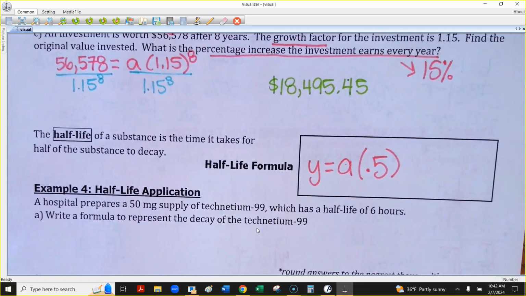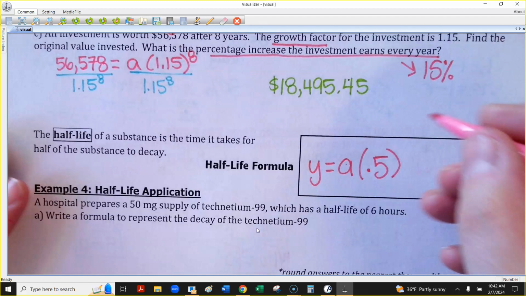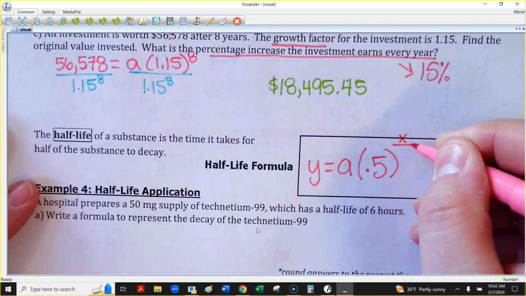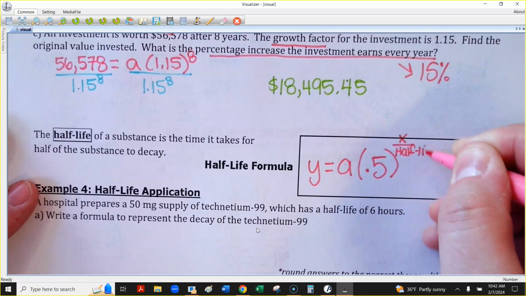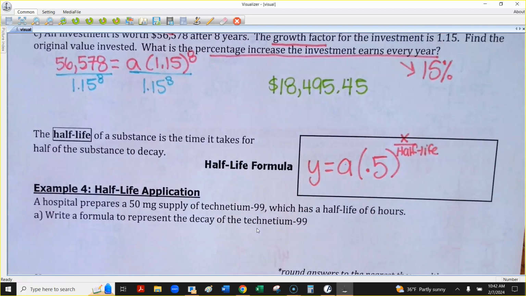Okay, now the other thing that's just slightly different is the exponent. So the exponent is a fraction. And it's not hard to do, but X would be the time over the half-life. And we're going to get into this. So it's just a little bit of a modification of the general exponential.